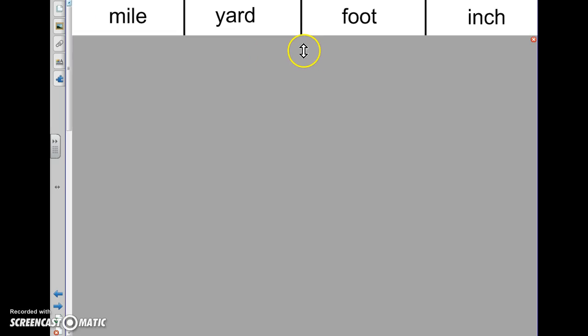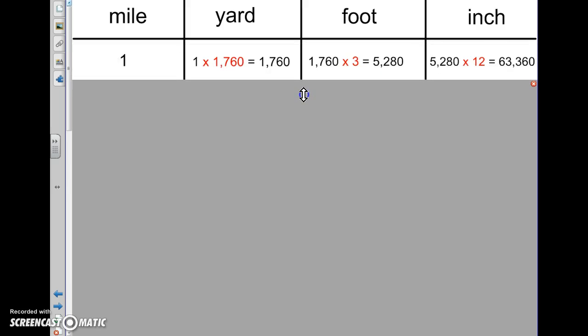As a quick review from yesterday's lesson, we were looking at larger units such as a mile, and we needed to convert it to smaller units within the same system, which is a standard system, sometimes also referred to as the imperial system. In order to do that, we took the amount of miles and multiplied it by 1,760 to figure out how many yards. Then we could multiply that by 3 because there are 3 feet in a yard, and then by 12 because there are 12 inches in a foot.